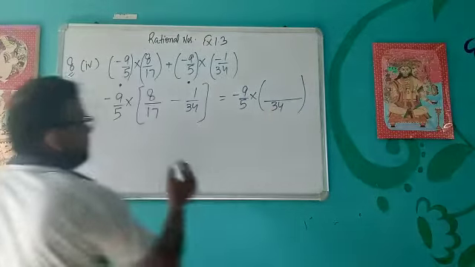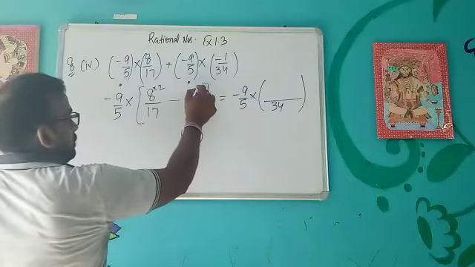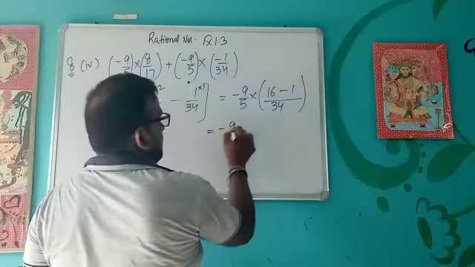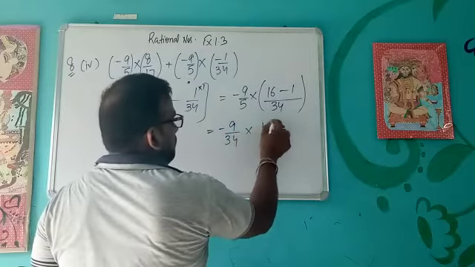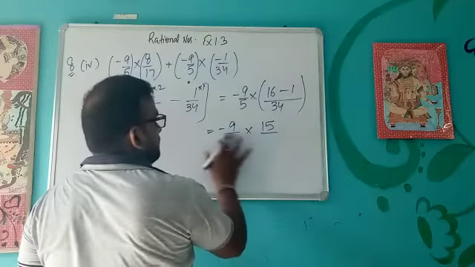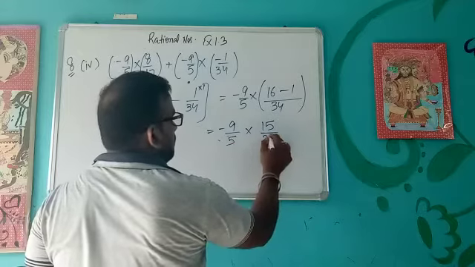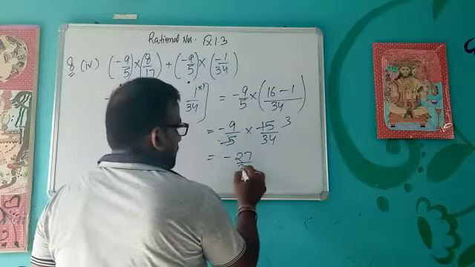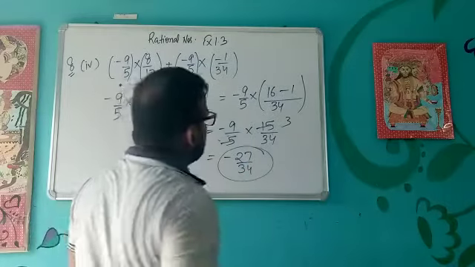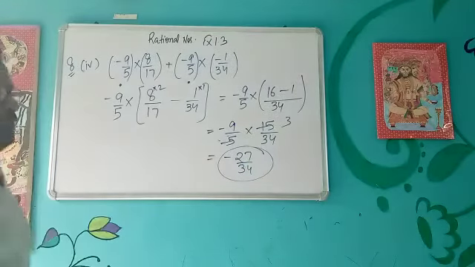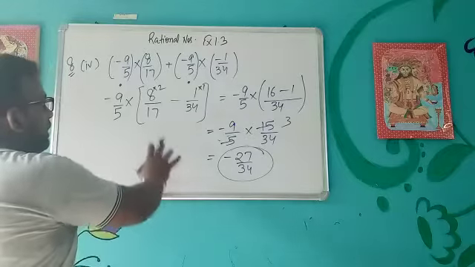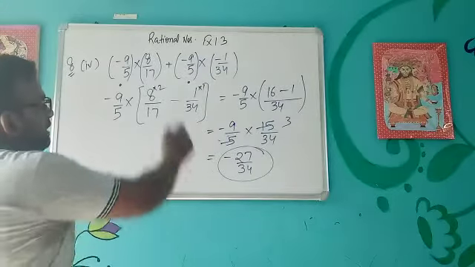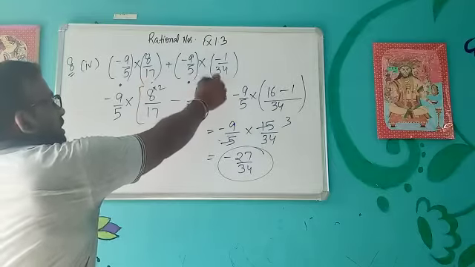34 will be the LCM. So 17 into 2 is 34, 34 into 1 is 34. 16 minus 1. So our answer is minus 9 upon 5 into 15 upon 34. So this will be a little bit simplified. You will get minus 27 upon 34. So this is how you can use the distributive law to solve questions like this. Identify the common term, then take it common, then keep the other terms inside along with the sign.